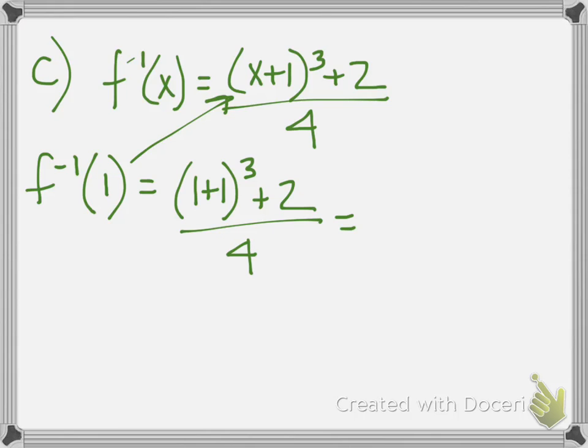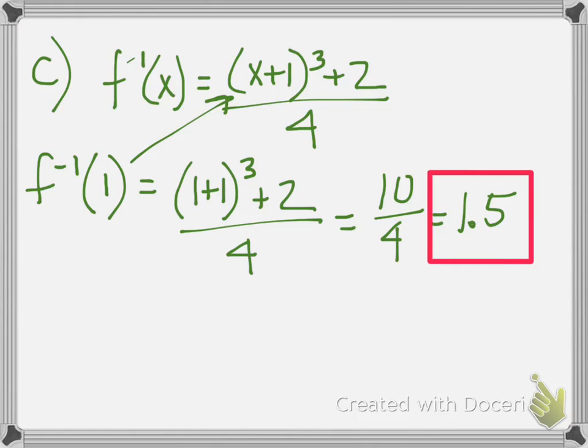And solving here, 1 plus 1 is 2. 2 to the 3rd power is 8. 8 plus 2 is 10. So 10 over 4 equals 1.5. And there's our answer for C.